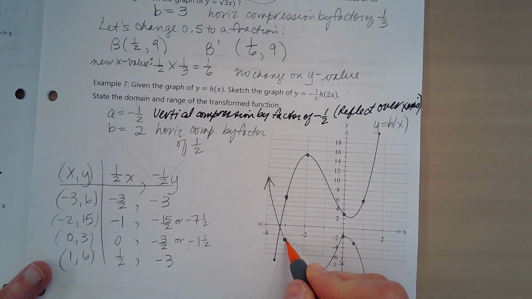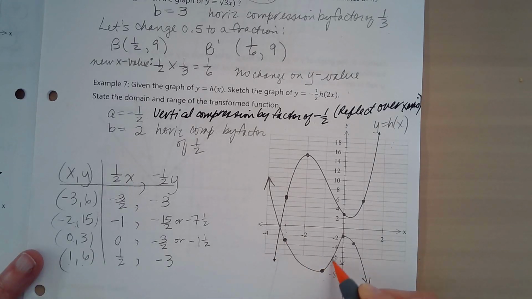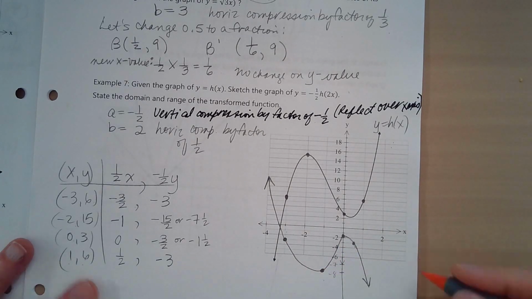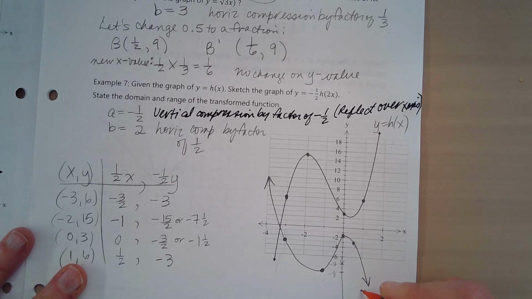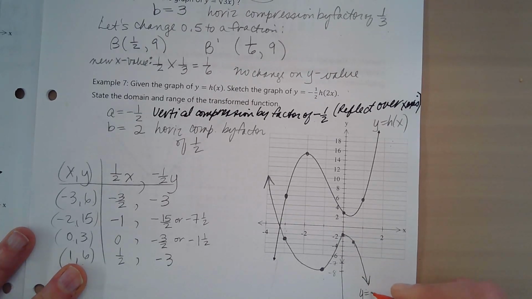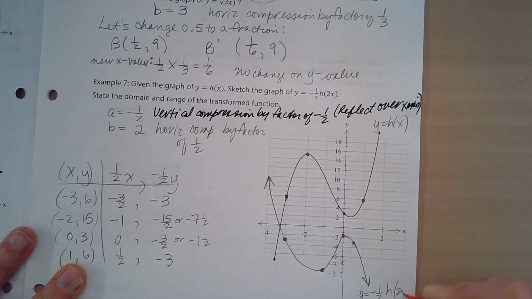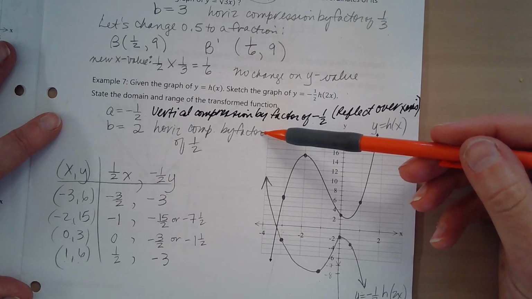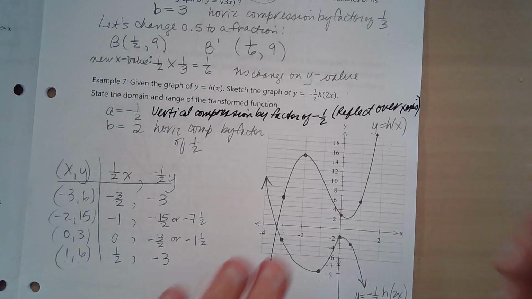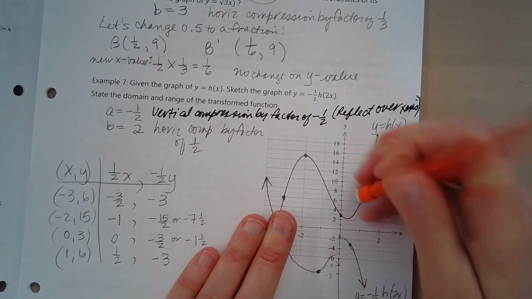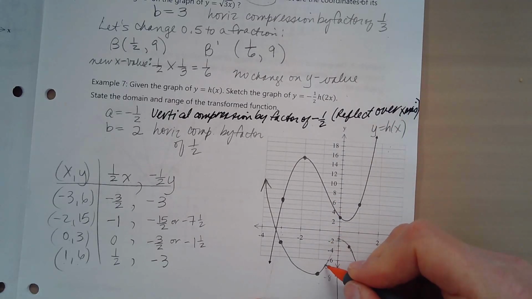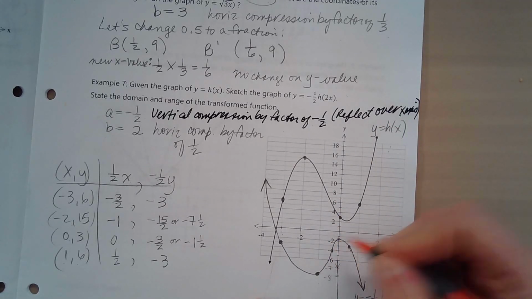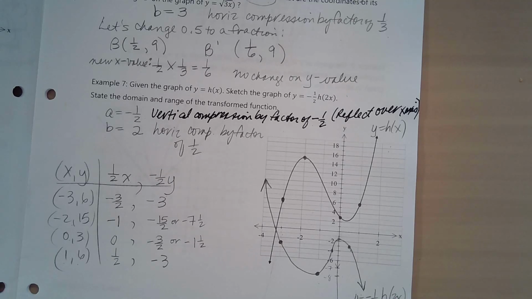So this was my first point, my second point, my third point, my fourth. So this is the graph of y equals negative 1/2 of 2x. So what did I expect to happen? It should have been squished a little bit. This looks a little odd here, doesn't it? It should look more like this. Okay. My graph should have been squished.